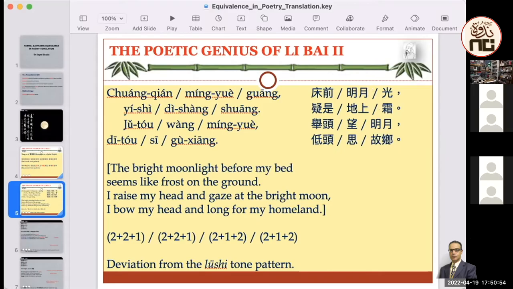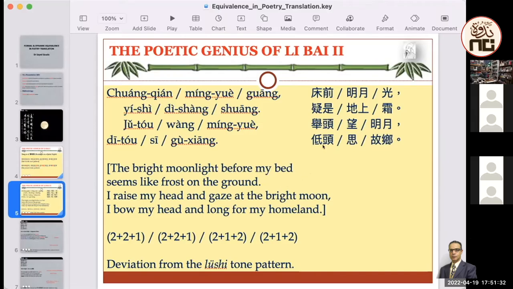In the first and the second line, he was in his natural state. He just looked at the floor, and he saw the frost, and he thought it seems like frost, but actually it's the moonlight. Everything is natural, a natural condition. But once he remembered his family, and started to long for his family, to go back, then there is tension here.